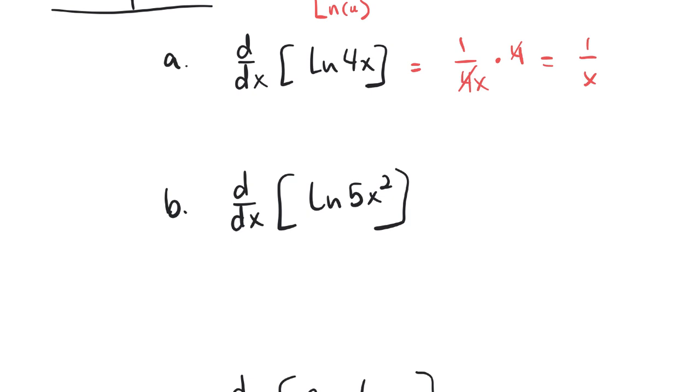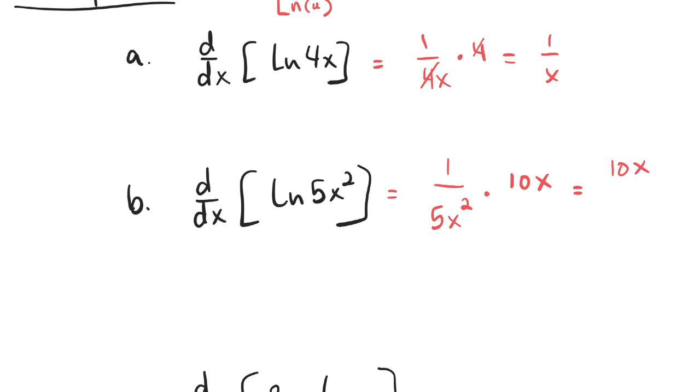Okay, part B. Again, if we think about this expression as u, the natural log of u, then the derivative of natural log of u is just 1 over u. So it's 1 over 5x squared. This is chain rule. So we have the derivative of the outside part. The derivative of the outside part is just, what's the derivative of the natural log of something? And it's always 1 over that same something. Then you multiply it by the derivative of the inside part. Now the inside part is 5x squared, and the derivative of 5x squared is 10x.